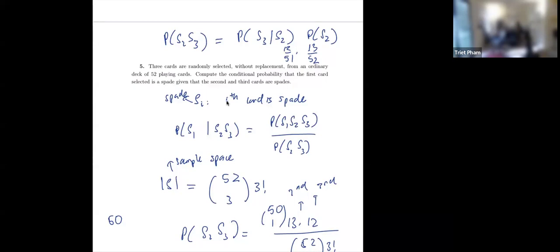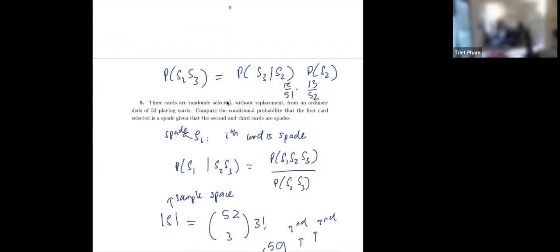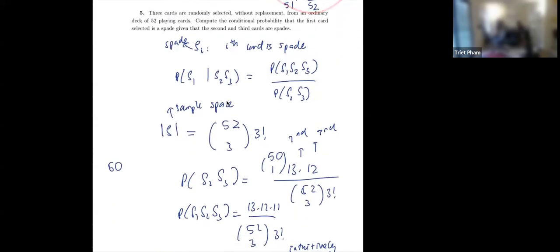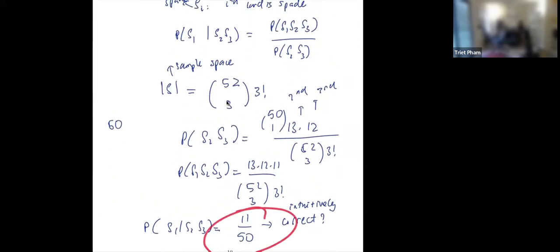Agree? Now, similarly, P of S1, S2, S3, you can do something like that too, right? And here, actually, sequence doesn't matter, but something like S3 given S1, S2, times P of S2 given S1, times P of S1. And so again, P of S1 will be 13/52, and then 12/51, and then 11/50. And if we cancel, we get 11/50, like that.